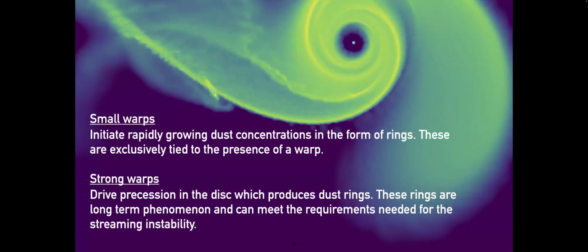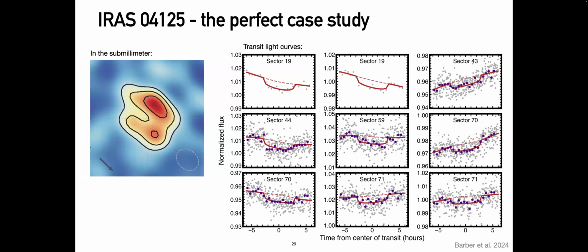So the summary so far is that if you have a small warp, you have this warp-induced dust instability, you have rings in the dust and collections in the dust. If you have strong warps due to misalignment and precession, you can also produce slightly different rings, but rings nonetheless, and those rings, for the example of HD 142527, can actually meet the requirements needed for the streaming instability to be favorable to be operating. So the thing to take away at this point is it doesn't matter how warped it is, doesn't matter how misaligned it is, it produces conditions that are favorable for planet formation.